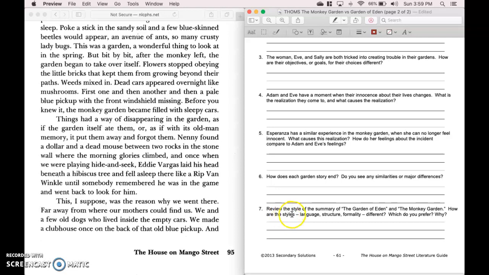By style, what they're talking about there is language: the types of words that the authors are using, the way that the story is structured, and its formality, whether it's written in a formal way or an informal way. So which story do you prefer and why?